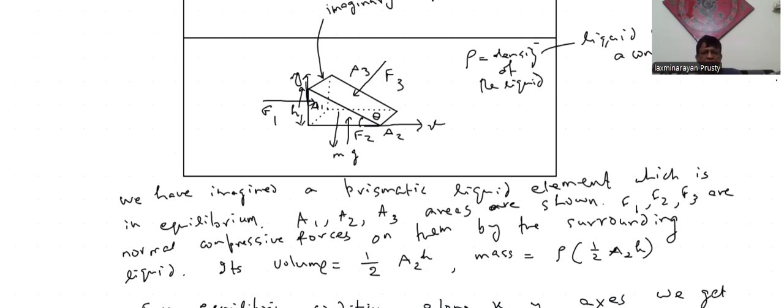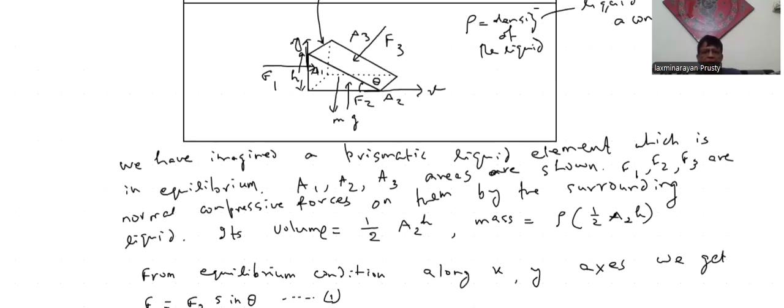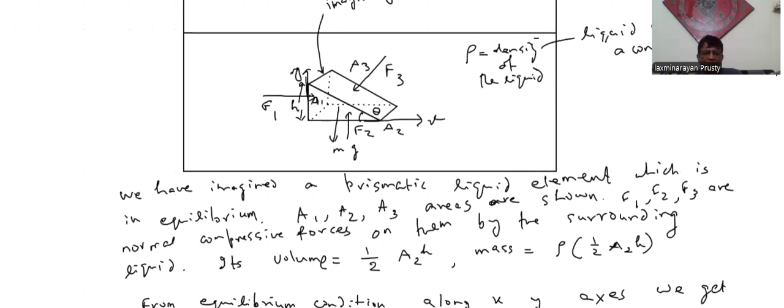What is the volume of this prism? Base area into height. If I multiply, I get a cubical shape volume, so it is half of that. So half A2 into h is the volume. What is the mass? Volume into density. Rho is the density of this liquid, which is at equilibrium or rest. Am I clear? Now let us go for the force balance.